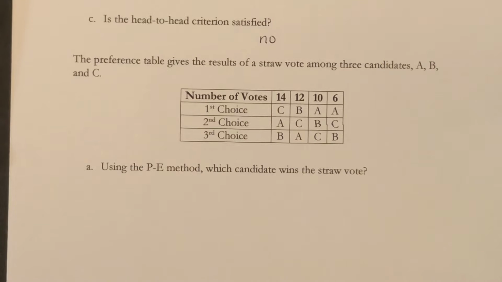This is part 6 in the voting methods section. The preference table gives the results of a straw vote among 3 candidates, A, B, and C. Using the plurality with elimination method, which candidate wins the straw vote?